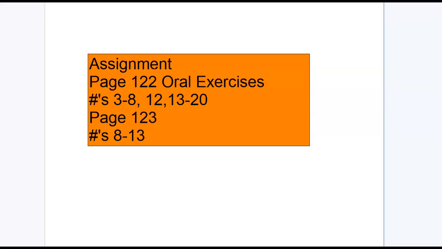Okay, so there is your assignment, page 122, the oral exercises. Numbers 3 to 8, 12, 13 to 20, and on page 123, numbers 8 to 13. Give those a try and see how you do.